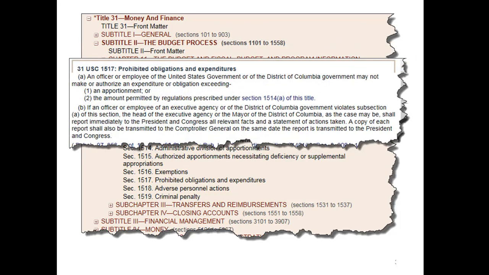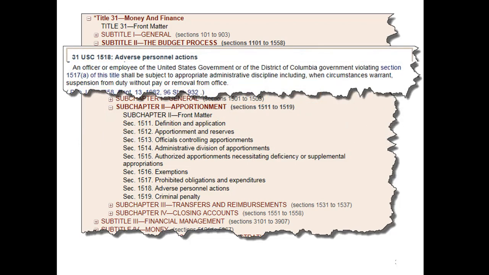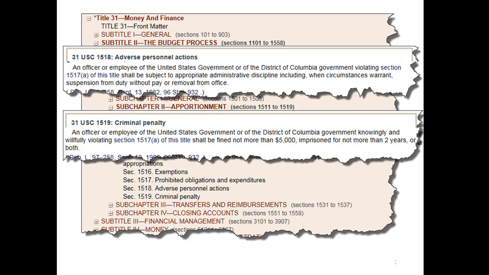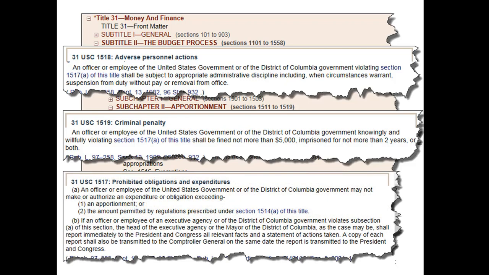Section 1517 is very important. This is the section that makes exceeding an apportionment or an amount permitted by agency regulations required by Section 1514 a violation of the Anti-Deficiency Act. In HHS, the amount permitted by agency regulation is what we call the allotment. Section 1518 is identical to Section 1349 concerning adverse personnel actions that can be taken if a violation occurs. And Section 1519 is identical to Section 1350 concerning the criminal penalties that apply if a violation occurs. Section 1517B requires reports of violations of Section 1517, just as Section 1351 did for violations of Sections 1341 and 1342.